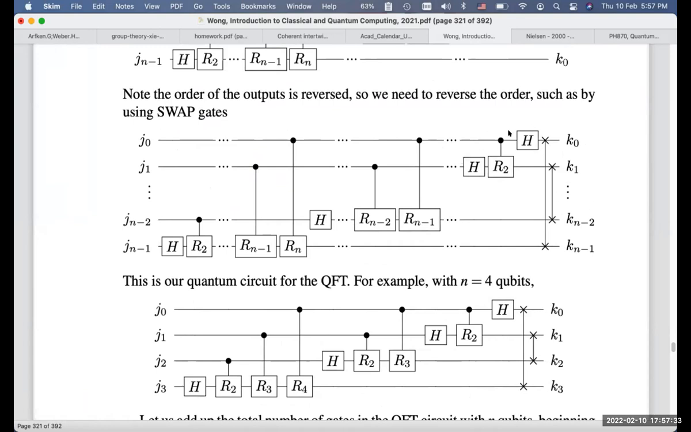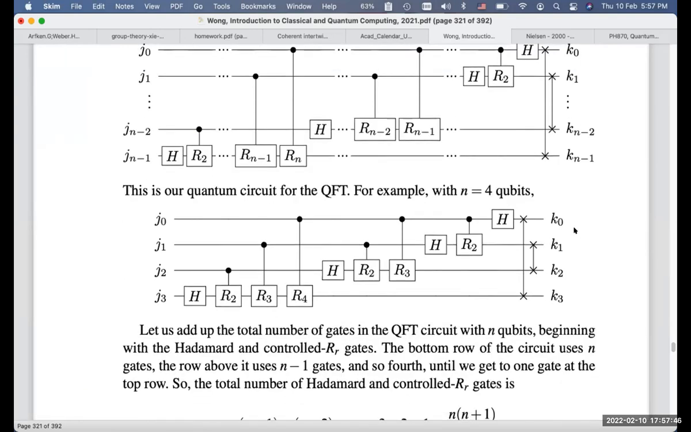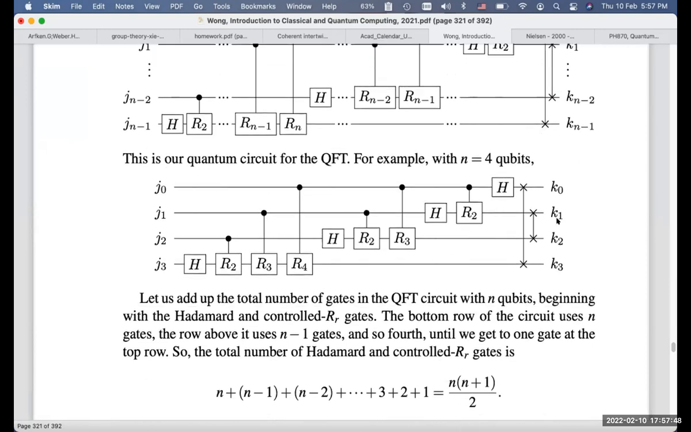And now when you're finally finished with this, what do you do? You swap all the qubits. So if you have four qubits, you swap first and fourth and second and third, like this. So for n equal to four qubits, what does your circuit look like? This is your circuit for a Fourier transform.